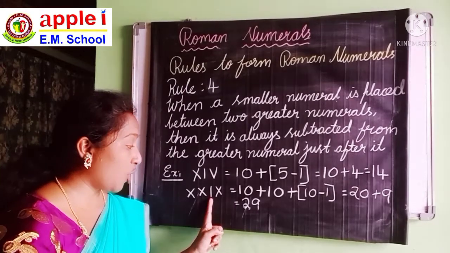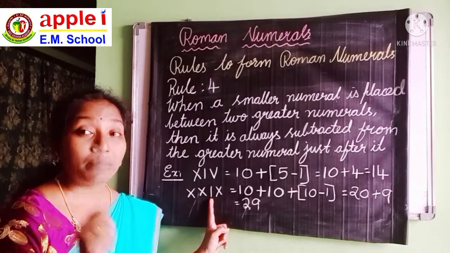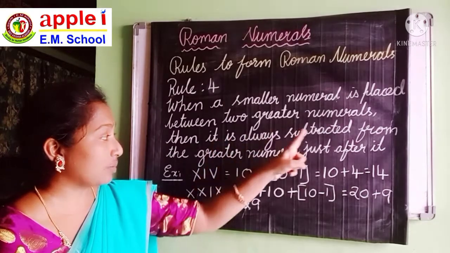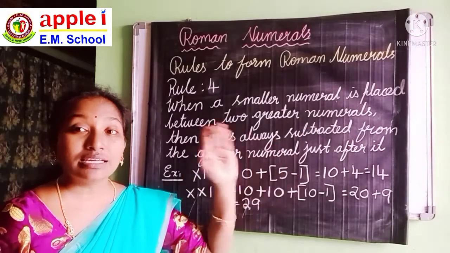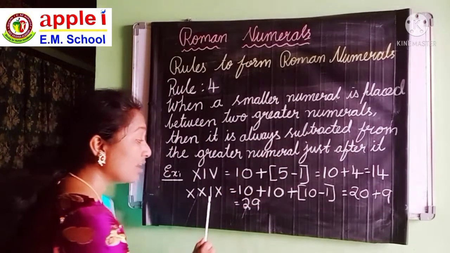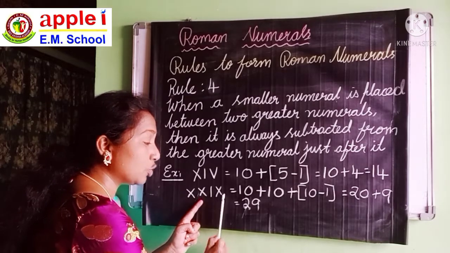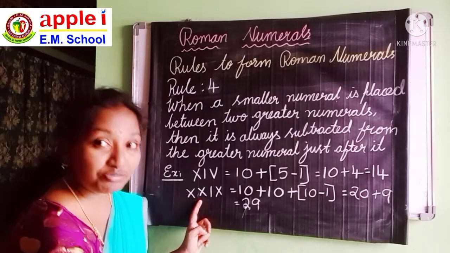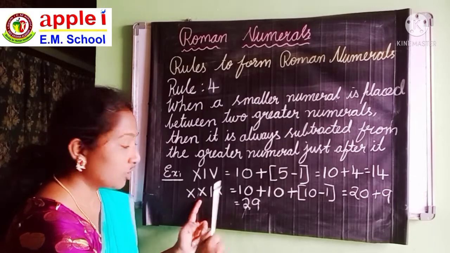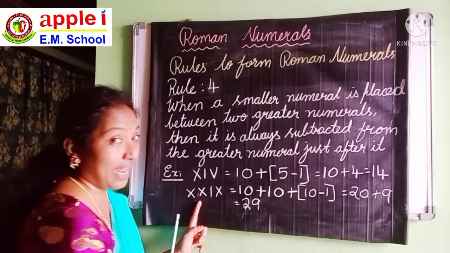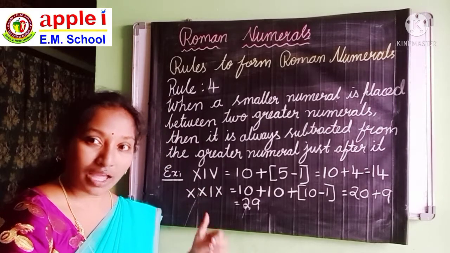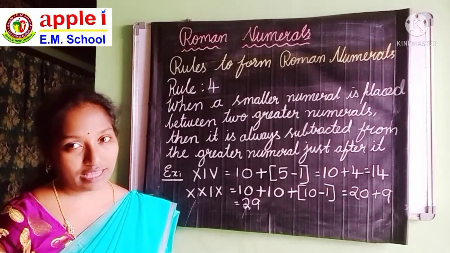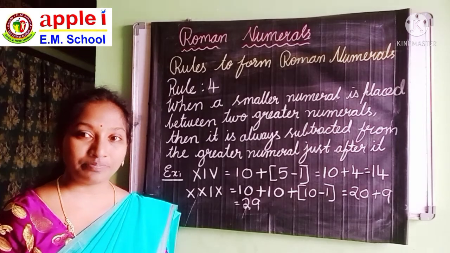Okay. When the smaller Roman numeral is placed between two greater numerals, we have to subtract from the greater numeral just after it. Here 1 is placed between two greater numerals. So we have to subtract from the greater numeral just after it, not before 1, after. So here after 1 we are having 10. So 10 minus 1. Understood, children, these 4 rules? Now complete the given assignment in your HWs. Thank you.